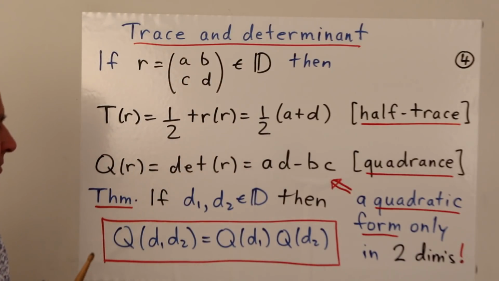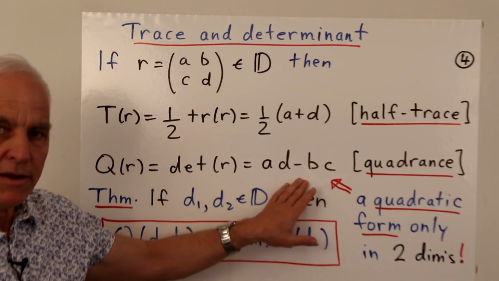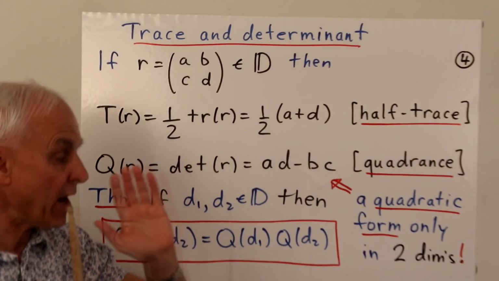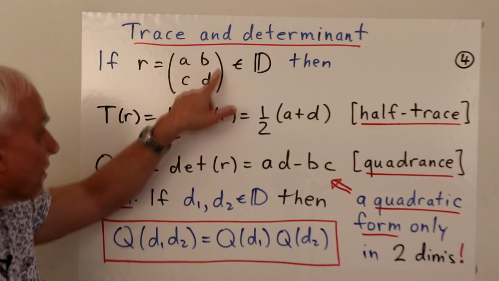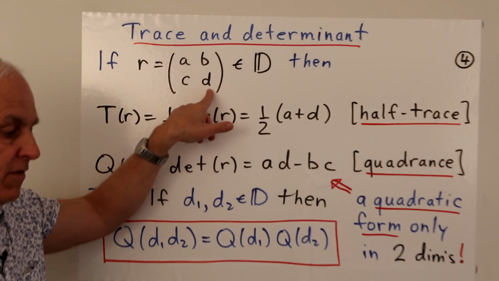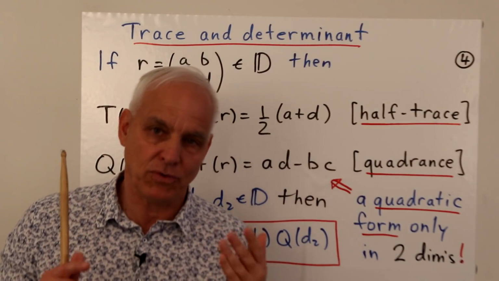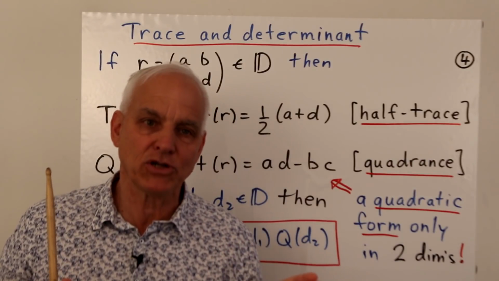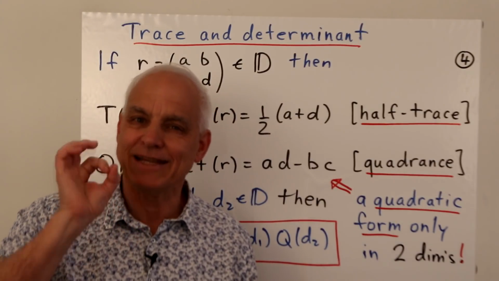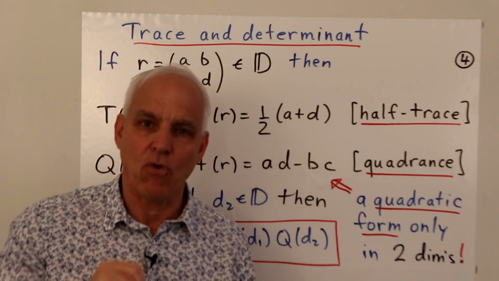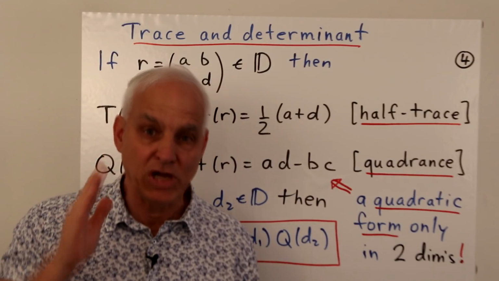So it's really very important to appreciate that this quantity, this determinant here, is, in this 2 by 2 case, a quadratic form. It's a quadratic function of the entries of the matrix. Only in 2 dimensions do you have this crucial property happening. It doesn't happen in 1 dimension, doesn't happen in 3, 4, or higher dimensions. Only in dimension 2 is the determinant a quadratic form. That's like a $1 million insight. Really fundamental thing to appreciate.